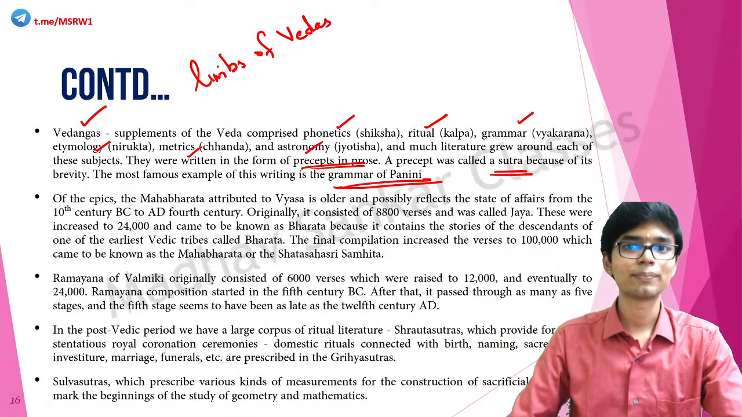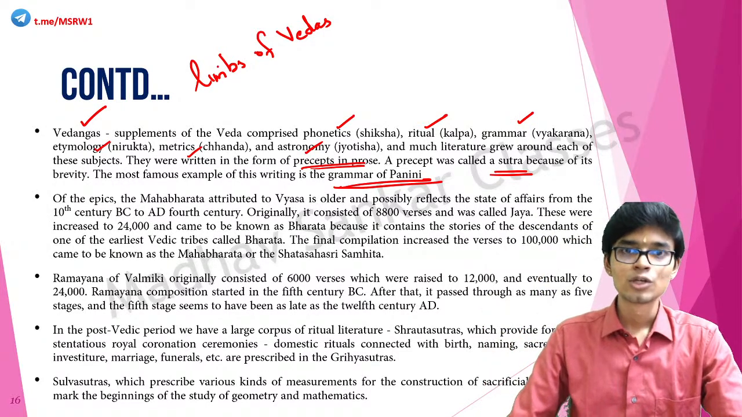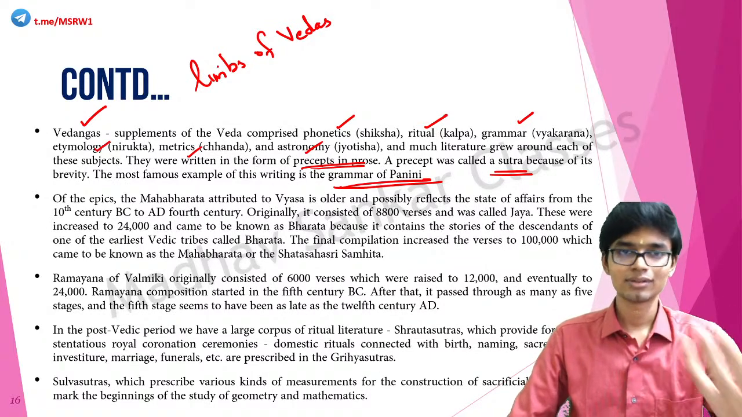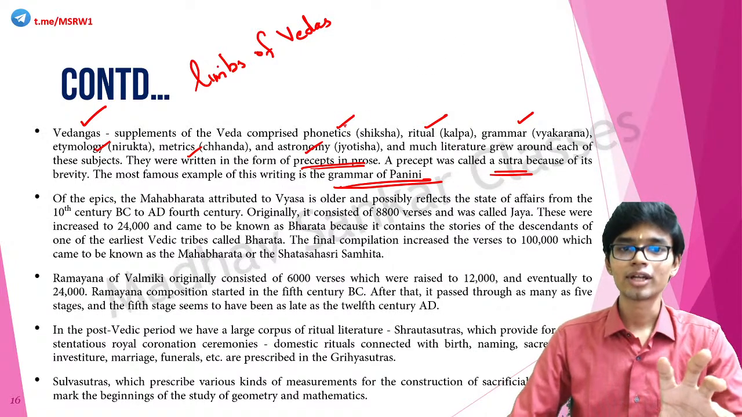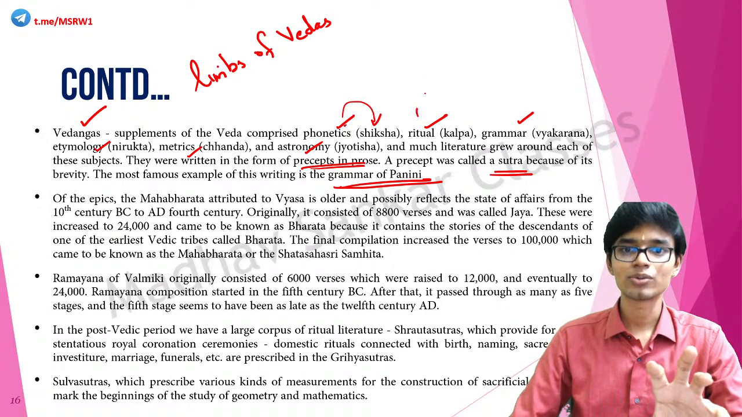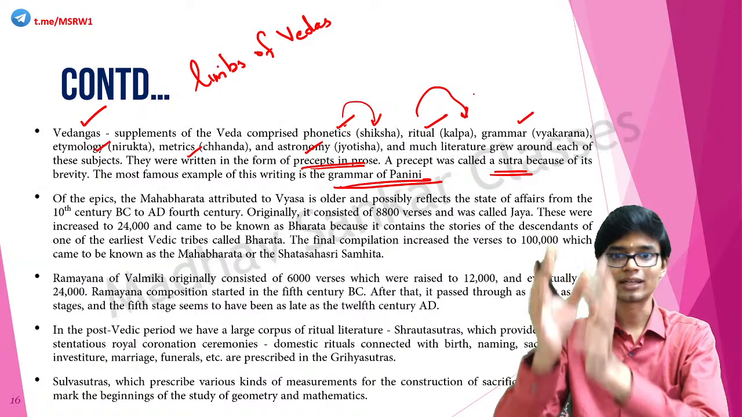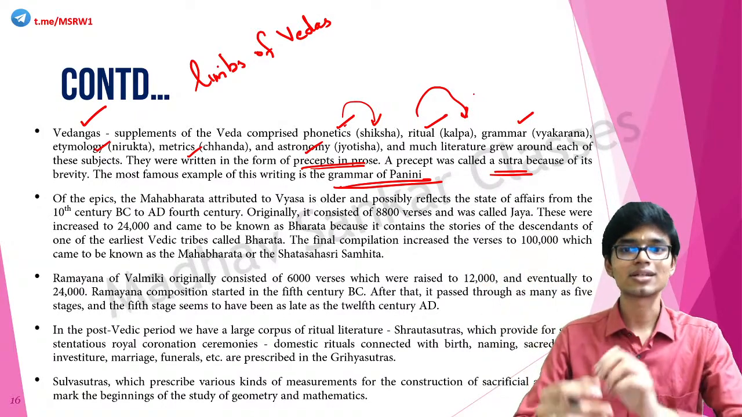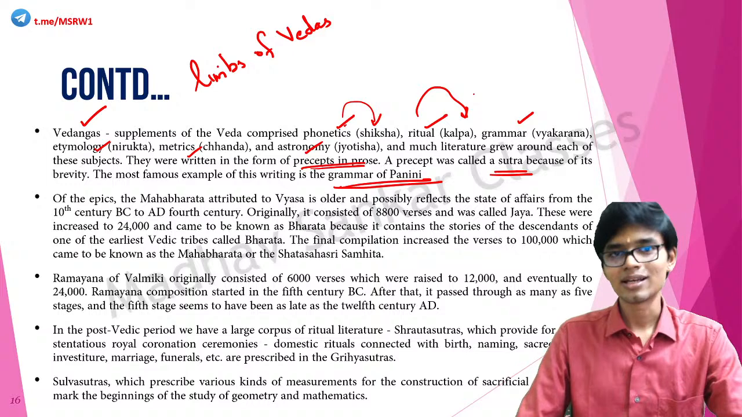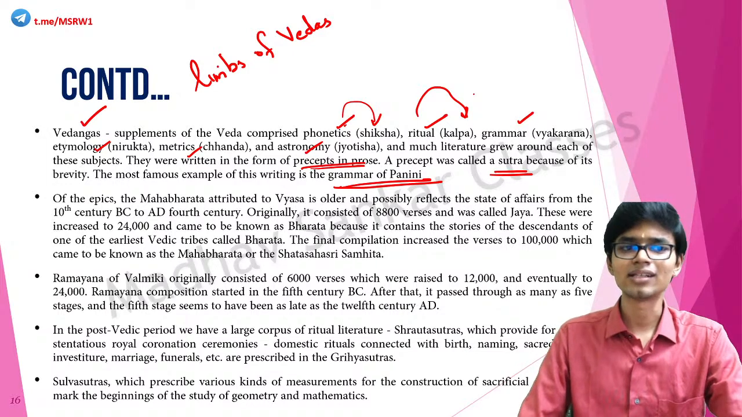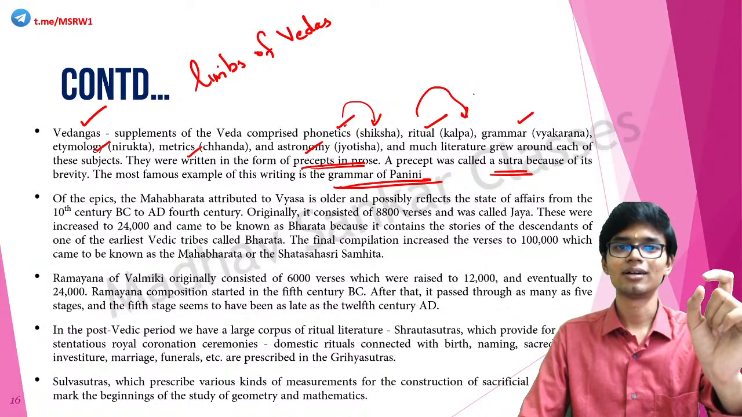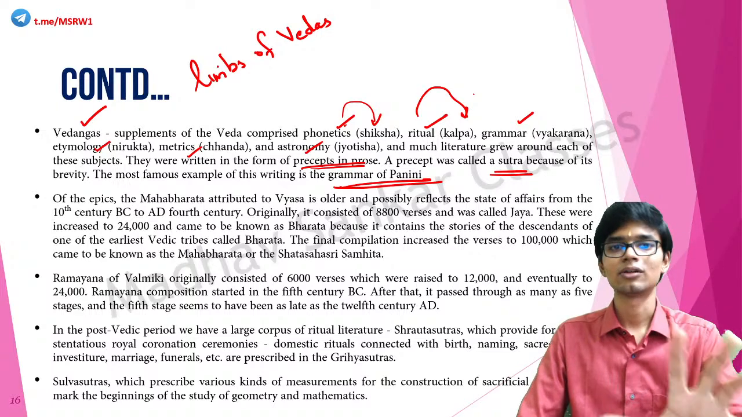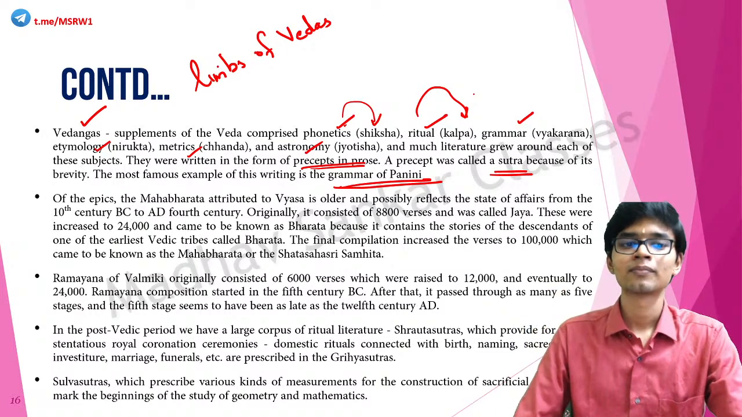So Vedangas are important in that manner. You can expect a question. A possible question for prelims is to match different things. Phonetics is known as shiksha. Ritual is kalpa. So you should be able to identify the English name and the ancient Sanskrit name for the same. Grammar, vyakarana, is very easy. Etymology, nirukta, is easy. Astronomy, jyotisha, is easy. But other things are a bit difficult to keep in mind. So take your time and learn them by heart.